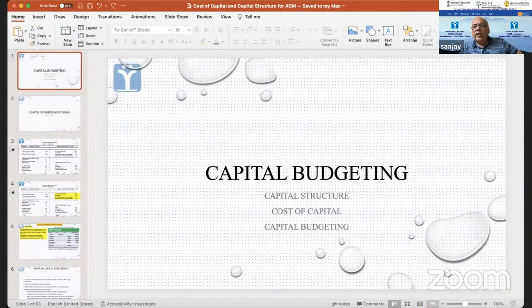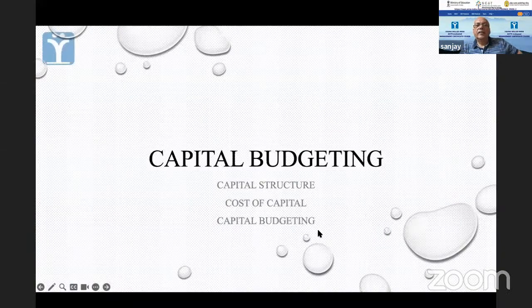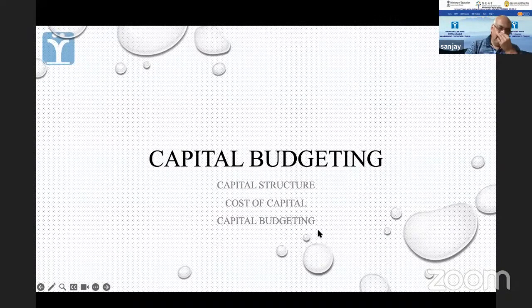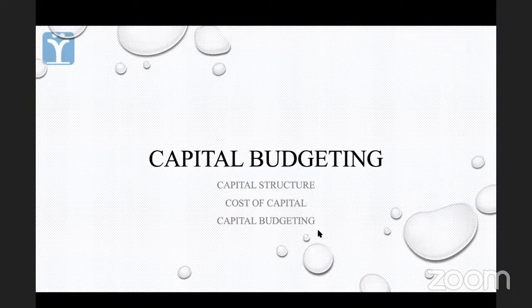So we come to the next part of our presentation. In fact, this is the main part for today. What we were doing, the triple bottom line.